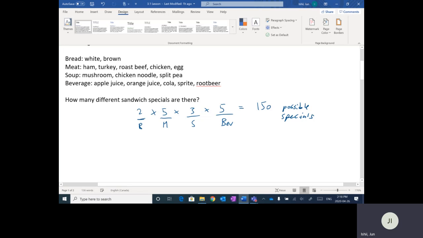So that's basically it. This is the fundamental counting principle: you multiply the number of options for each category, and that should give you the total possible number of possibilities. All right, let's go on to the next one.